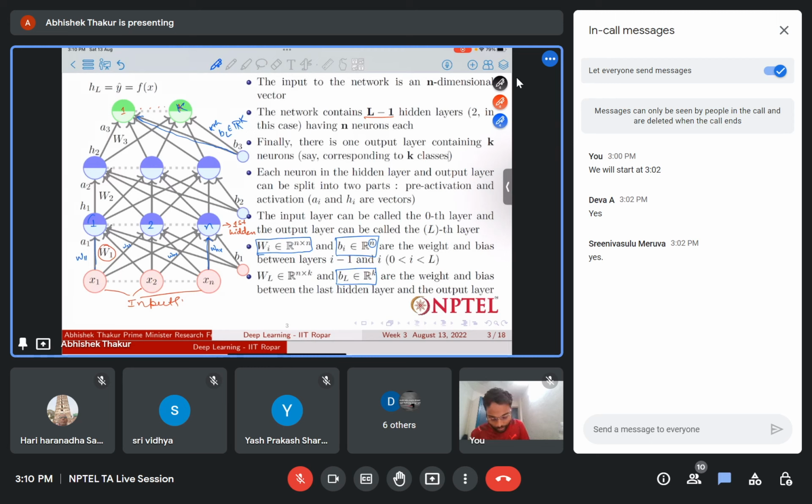That will be N cross K, because there are 3 neurons here, and in the output layer there are 2 neurons, that is 1 and 2 in this diagram. So W3 has the dimension 3 cross 2. That is N cross K, because here K is equal to 2 and N is equal to 3. So our WL will have the dimension N cross K. So any doubt in this question?